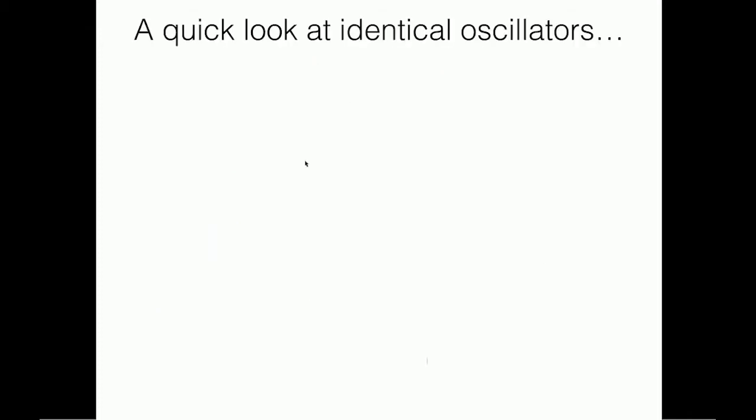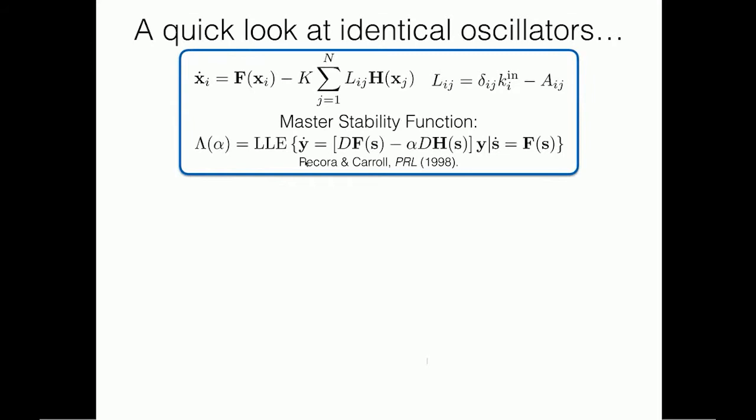Before I get to heterogeneous oscillators, I want to talk quickly about identical oscillators for some motivation. And Rio actually did a good job of introducing this for me. The main problem setup, many of you will recognize. We have identical oscillators X with the internal dynamics given by this vector field F. The coupling function is H and the coupling strength is K, and the Laplacian L encapsulates the network topology.